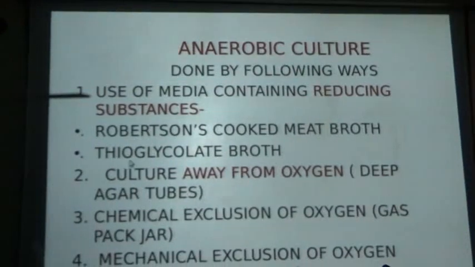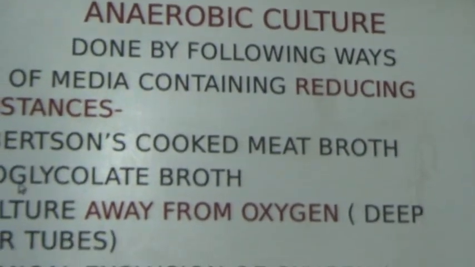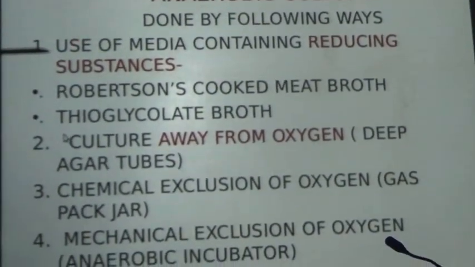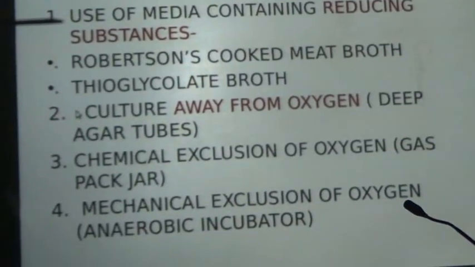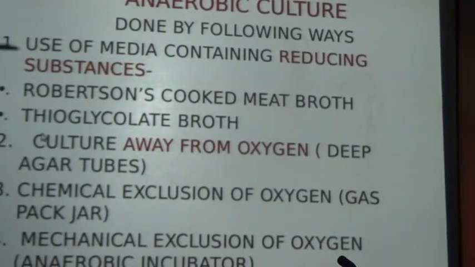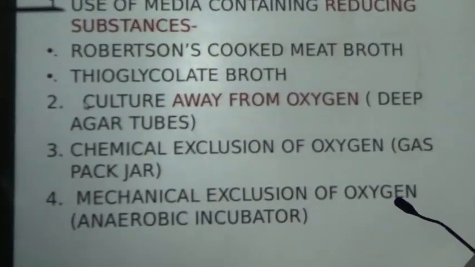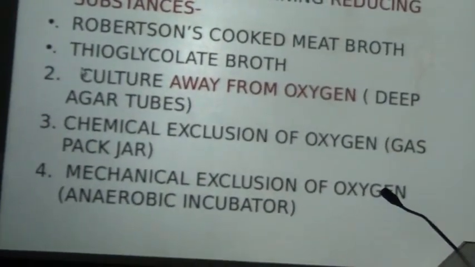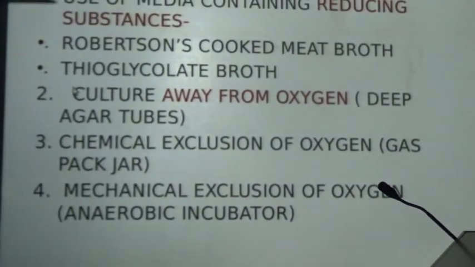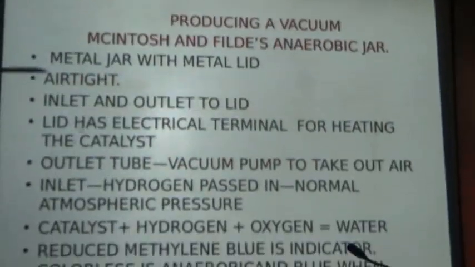So by reducing substances, I told you Robertson's cooked meat medium and thioglycolate broth, and another method is to do the culture away from the oxygen, that is by deep agar tubes. The chemical exclusion is done by vacuum in the gas pack jar, and mechanical exclusion by vacuum is done in an anaerobic incubator or by the McIntosh Fildes jar.